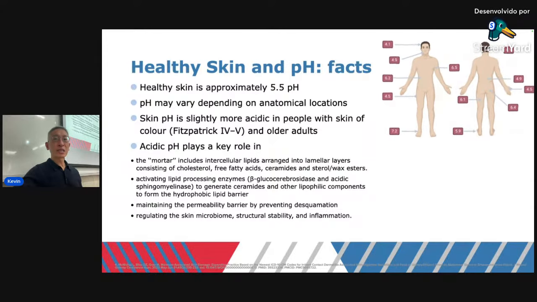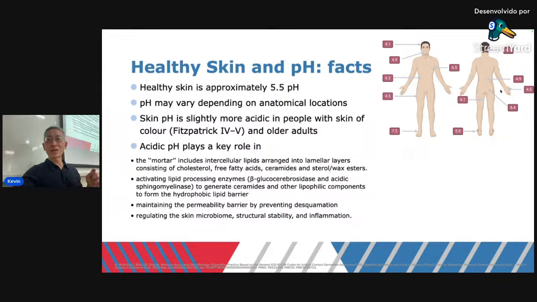And usually the skin is around 5.5 pH level. So it's quite acidic. And if you look at the literature, they describe that our skin is not homogeneous. It depends on the location. There are different levels of pH.